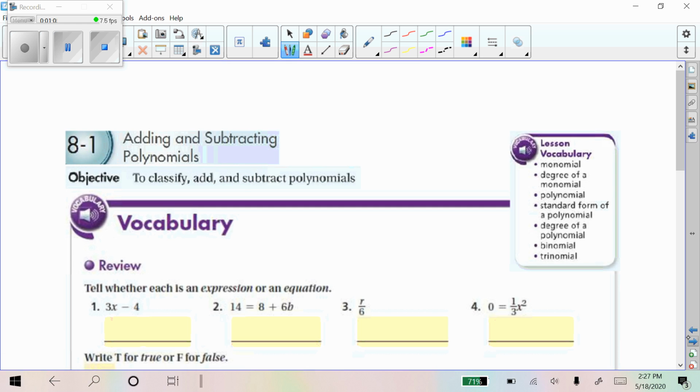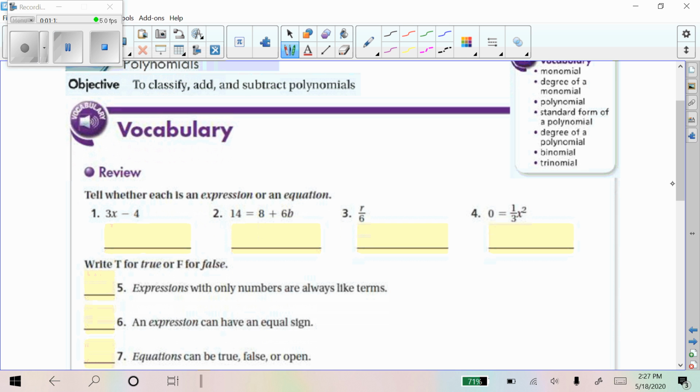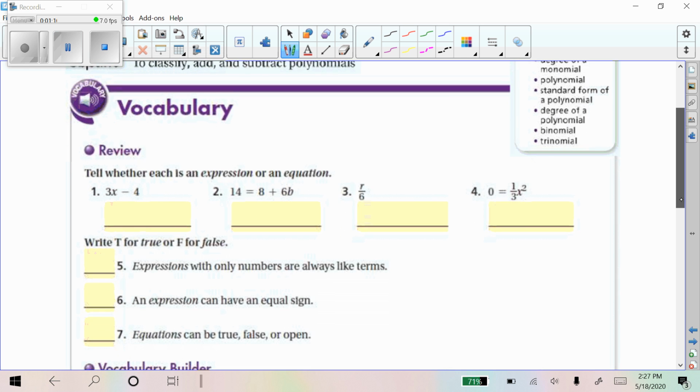All right, here we go. Adding and subtracting polynomials. Go ahead and look at this vocabulary and fill in what you think is the correct answer, and then you can just check back and see if you got it right.